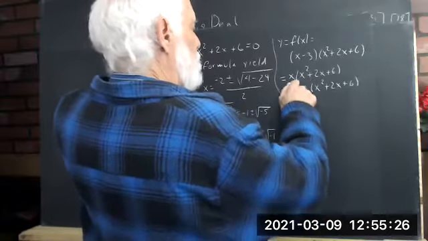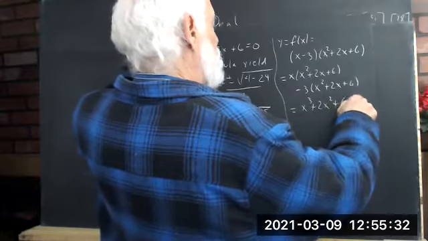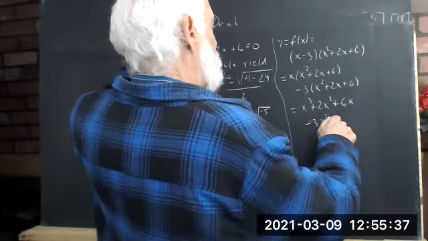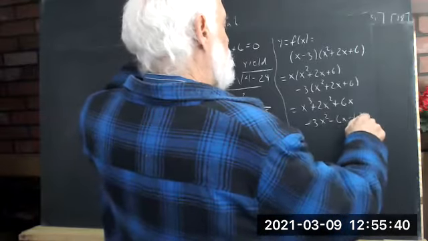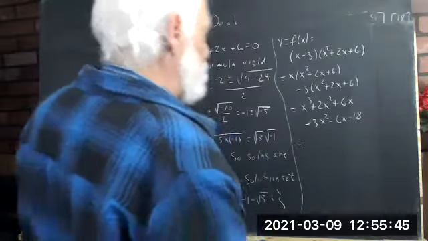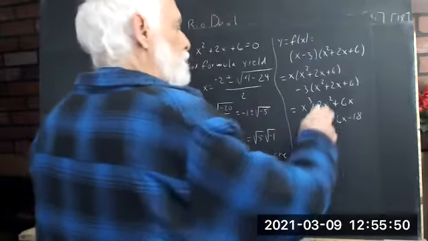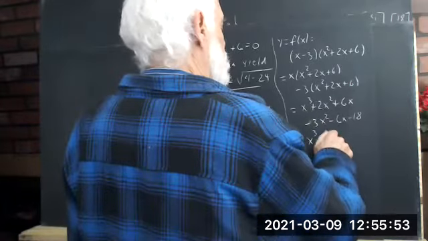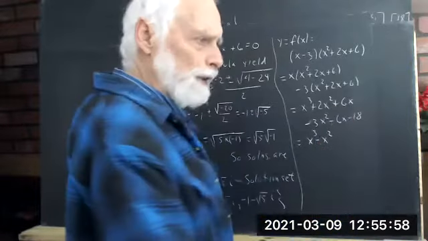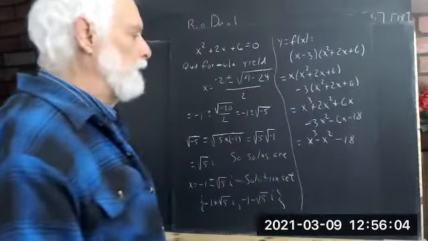And this equals then x cubed plus 2x squared plus 6x minus 3x squared minus 6x minus 18. And when we add all that up, we'll have an x cubed. And then we'll have a 2x squared and a minus 3x squared, gives us x cubed minus x squared, plus 6x minus 6x gives us 0, and then minus 18.